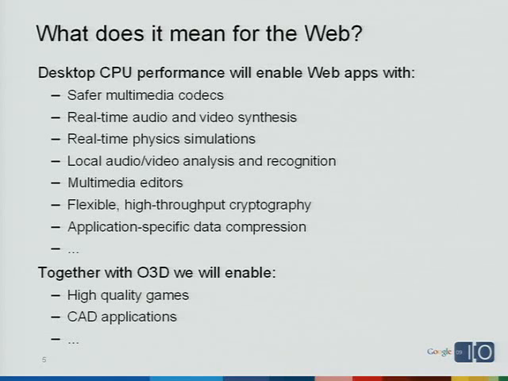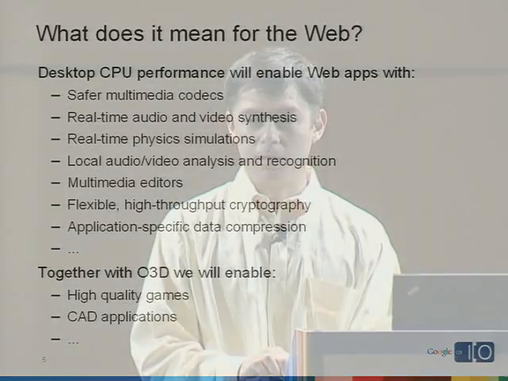Just briefly going through the list, audio and video analysis and recognition, things like face recognition, we think should be possible in browser-based applications with native code. Multimedia editors, eventually high-throughput cryptography, and more flexible than just using SSL. You'll be able to encode and decode the content as you determine. And application-specific data compression, which has the potential to give you much more dense representations of domain-specific data than just a generic compression algorithm like gzip.